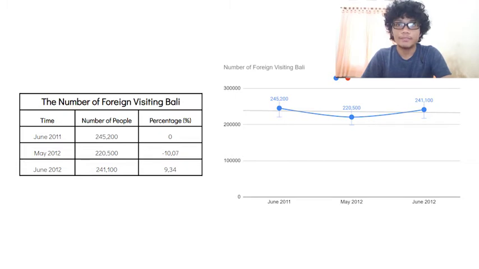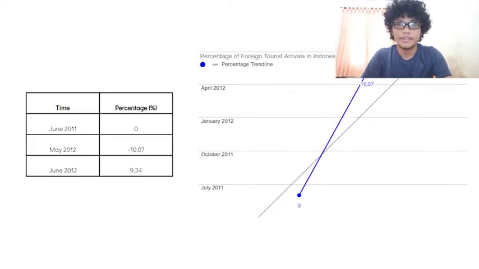So the number of foreign tourists visiting Bali in June 2011 is 245,000 with a percentage of 0, and in May 2012 the number of people is slightly decreasing to 220,000 with a percentage of minus 10.07%, and in June 2012 it increases again to 241,000 with a percentage of 9.35%. This is the percentage graph shown during the changes per month from June 2011 to May 2012 and to June 2012.